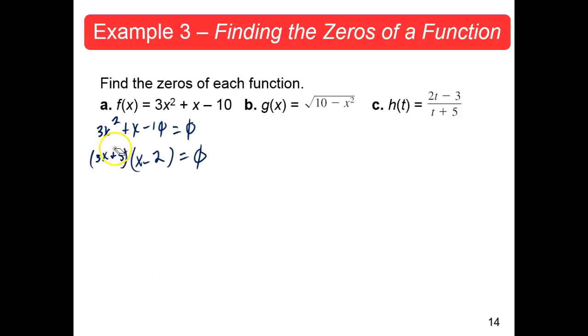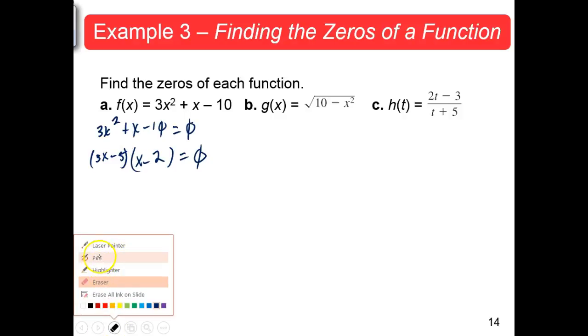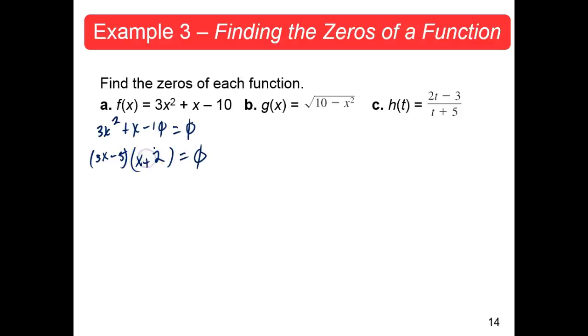You may not have learned to factor this way. I'm probably the only person that does it this crazy way, but to me it works. Let's check it again to make sure. 3x times x is 3x squared. 3x times 2 is 6x. Minus 5x is x. Minus 10. Yes, it works. Now what? Set each factor equal to 0, by the zero product principle. 3x minus 5 equals 0, or x plus 2 is equal to 0.